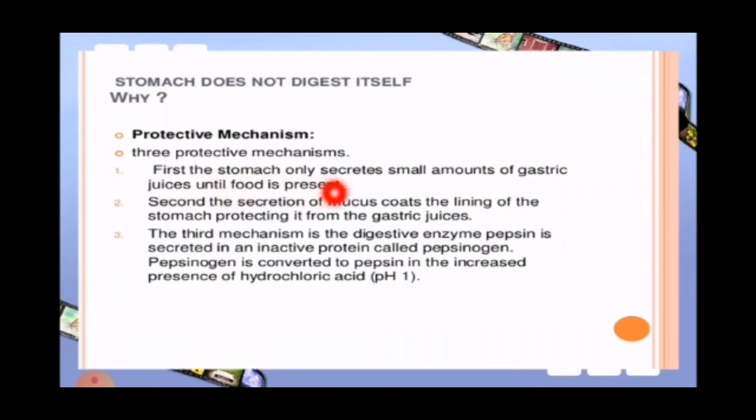First, the stomach only secretes a small amount of gastric juices. Second, the secretion of mucus coats the lining of the stomach and protects it from the gastric juices. Mucus is here to protect the walls of the stomach. The third mechanism is that the digestive enzyme pepsin is secreted in an inactive form. Then when it is going to be used, it is converted into the active form and then utilized. That is why the stomach wall does not digest itself.